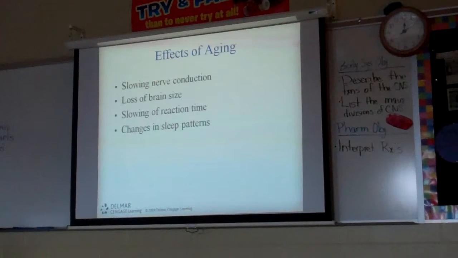All right, some effects of aging on the central nervous system. It slows down nerve conduction, so they can't do things as fast, because the transmission between the axon of one cell and the dendrite of another is slowed down. You also decrease your brain size. There's a lot of water in your brain, and it shrinks in size.